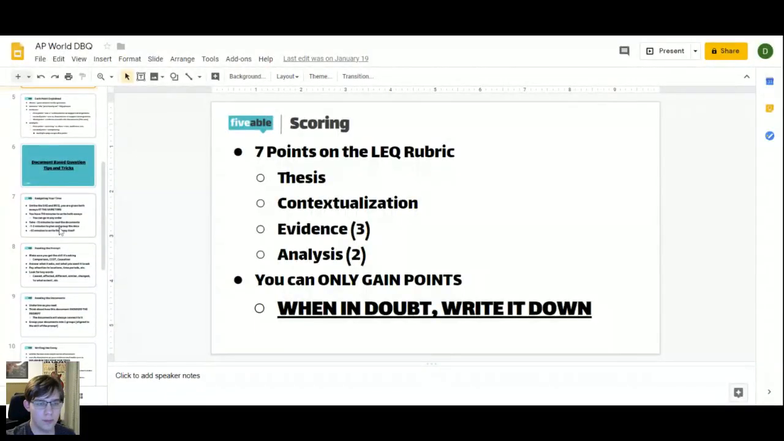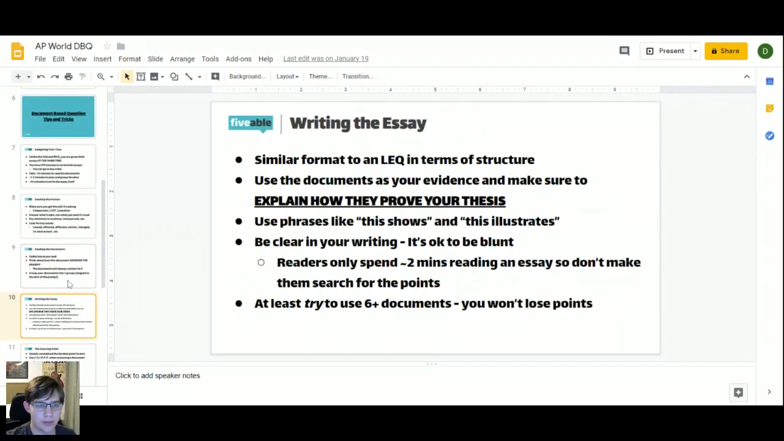I won't go through this whole presentation, but really what you want to do when you're reading the documents and using them is it's a very similar format to the LEQ. So we see it's similar to an LEQ. You want to use the documents as your evidence like you would in an LEQ, and you want to explain how they proved your thesis. So you don't want to directly quote, but use the evidence found in the documents to prove your thesis. A really good way to get these points is to use phrases like this shows, this illustrates, or this exemplifies, and so it really forces you to explain what the document's saying. And you want to be really clear in your writing. It's really okay to be very blunt.